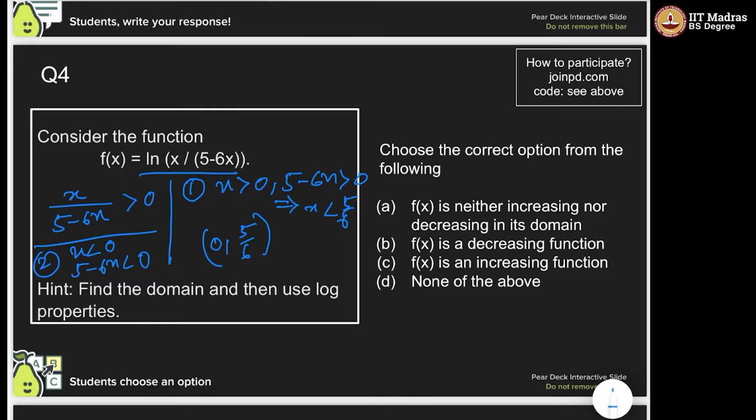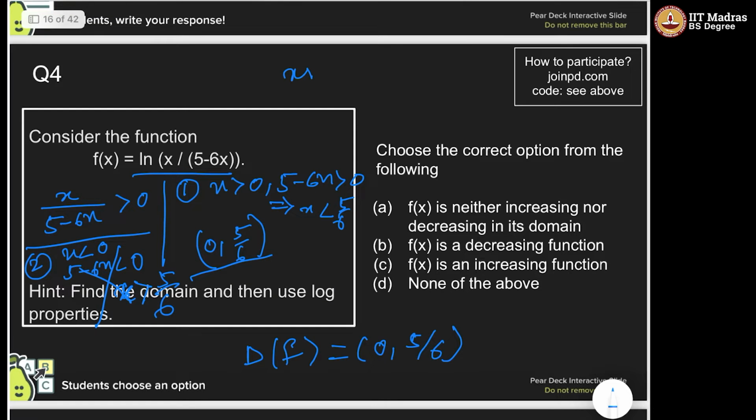But in the second case, x is less than 0, and from the other inequality we get x greater than 5/6. But clearly this is not possible, right? x is less than 0, and for the same x to be greater than 5/6 is not possible, so this case is not possible, hence this is our domain. So the domain of f is basically 0 to 5/6. Okay, so x is a positive number.